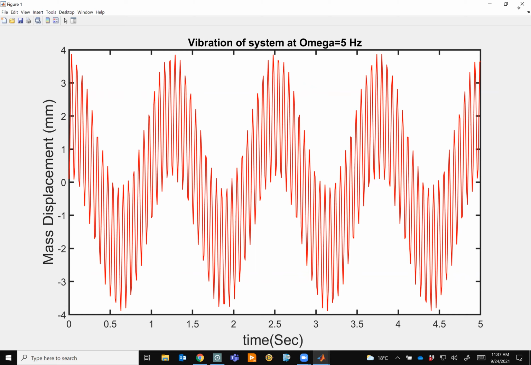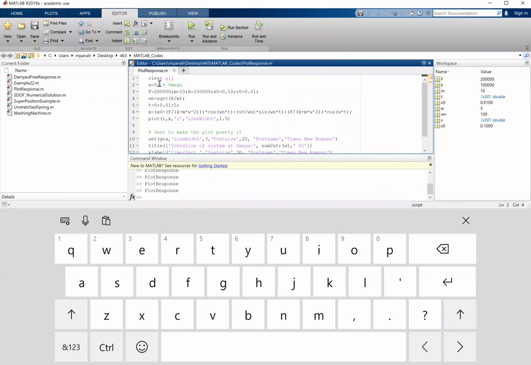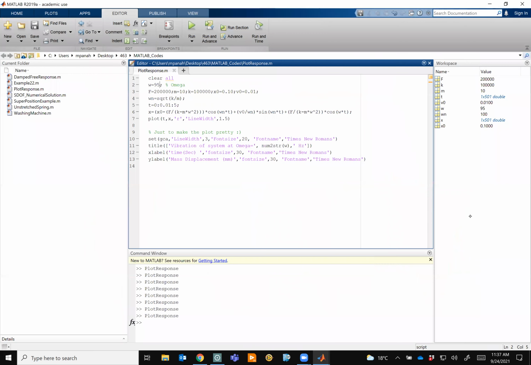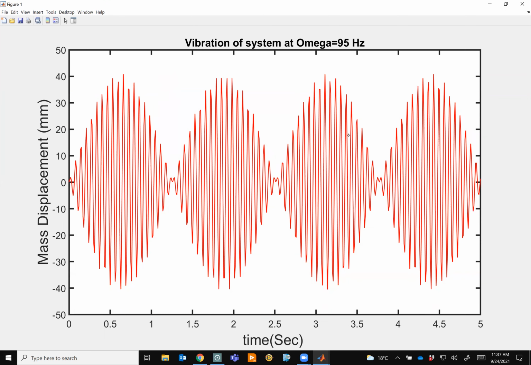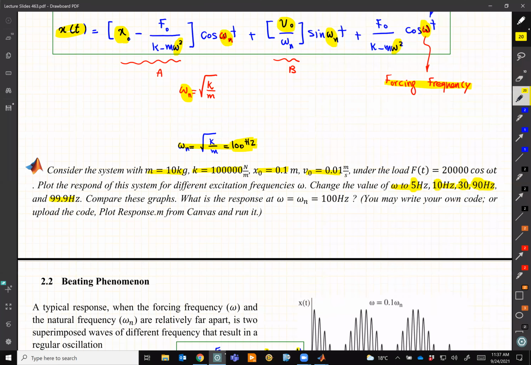Now, if I change these things instead of 5 to 90 or 95, then this is what will happen, the beating, okay, for a very simple case. Now let's figure out the math for the other one, for the resonance.